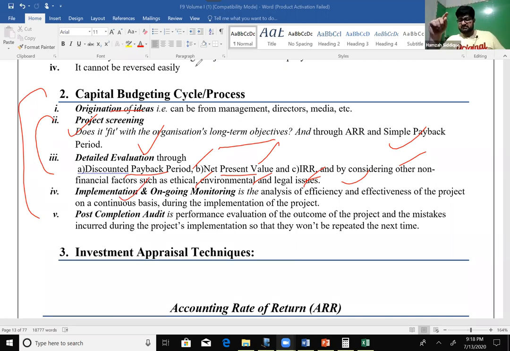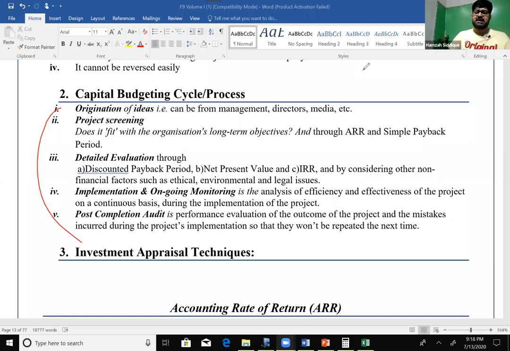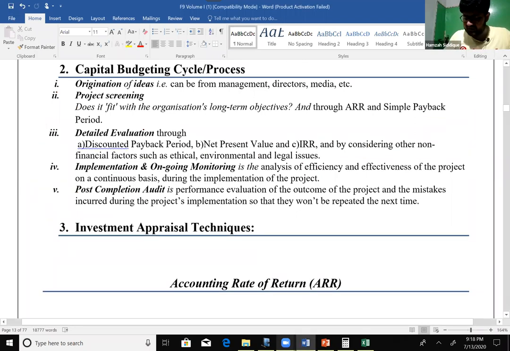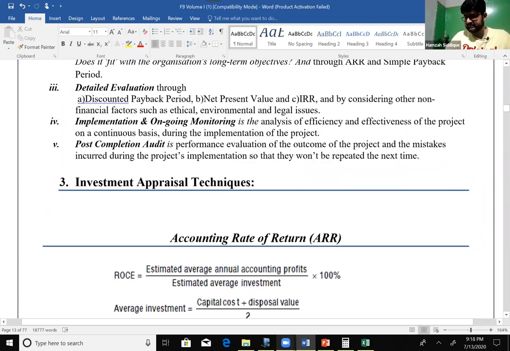Implementation and monitoring: continuous monitoring of whether it is being implemented as planned and forecast or not. And once it is done, post-completion audits. This is done to analyze the mistakes and problems we encountered during the project so that they will not be repeated in the future. So that's the five-step capital budgeting process. Now, I hope it is clear. Students, we are moving ahead towards investment appraisal techniques.